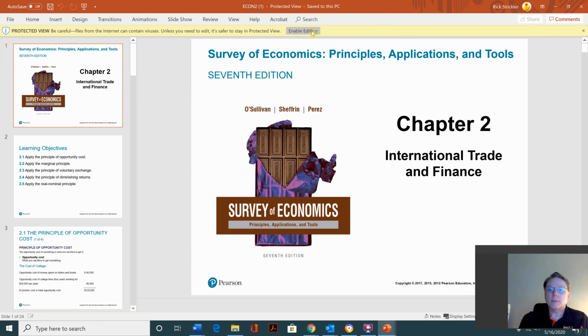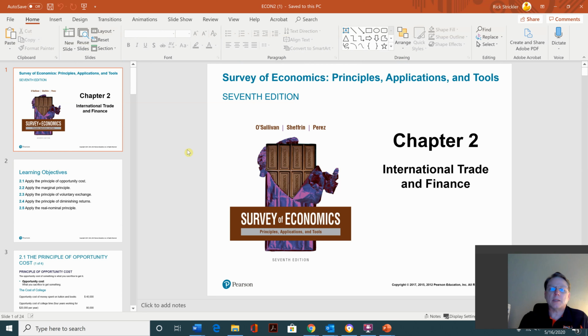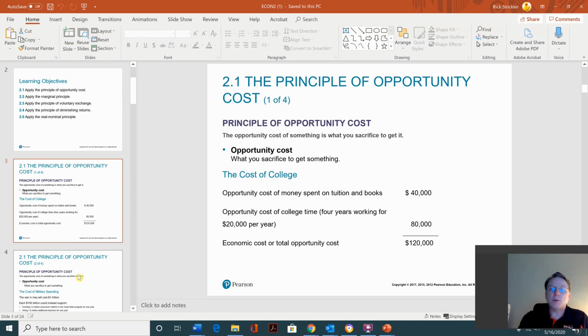There we go. International trade and finance. We've been hearing a lot about that the past couple of years as far as international trade. And so let's get into it a little bit more. Learning objectives: the principle of opportunity cost, marginal principle, principle of voluntary exchange, principle of diminishing returns, and real nominal principle.